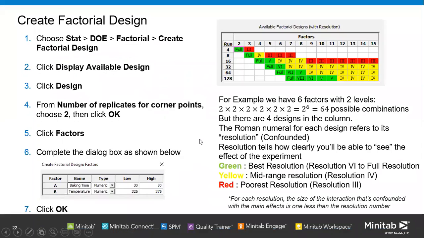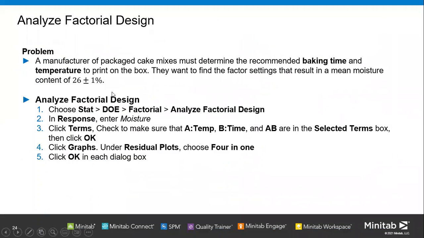So we'll go back to this one. Okay, so we try to analyze for this case. A manufacturer of packet cake mix must determine the recommended baking time and the temperature to print on the box. They want to find the factor settings that result in a mean moisture content of about 26 plus or minus 1%. So they must test baking time of 30 or 50, and the temperature of 325 or 375. So we proceed with this case study with the analyze factorial design.